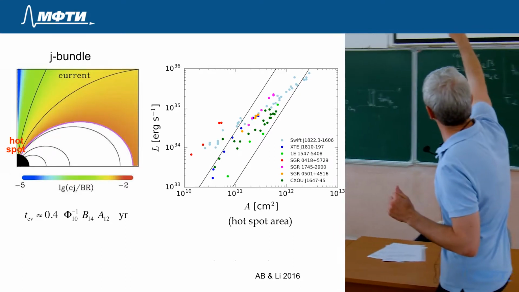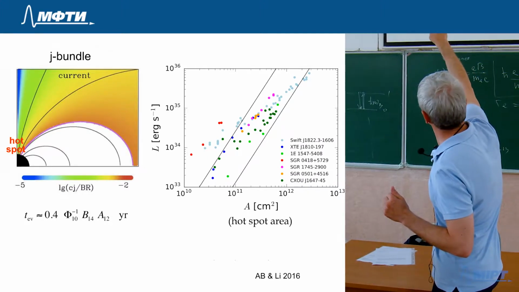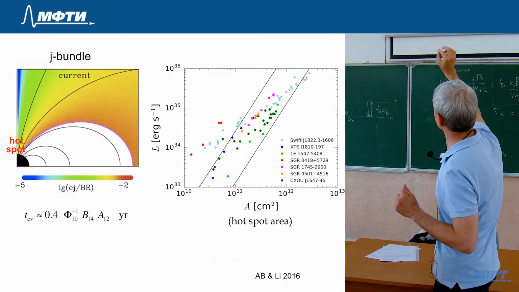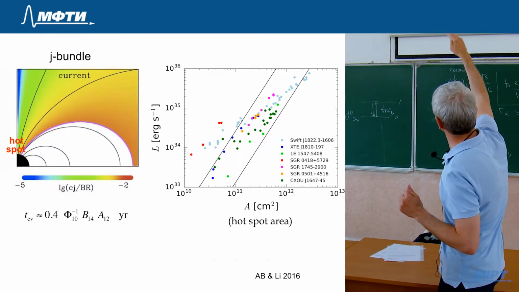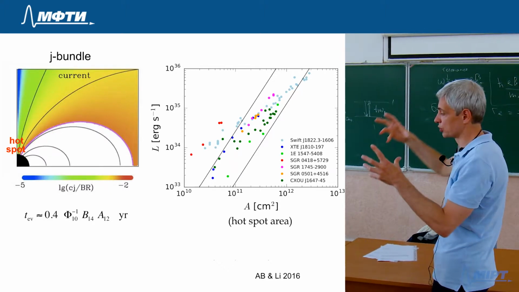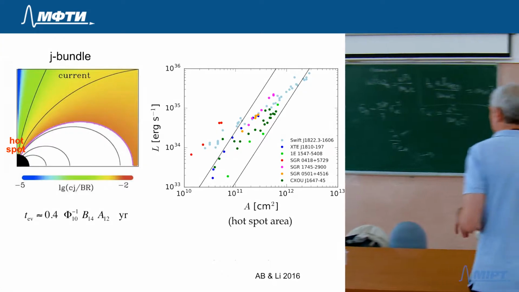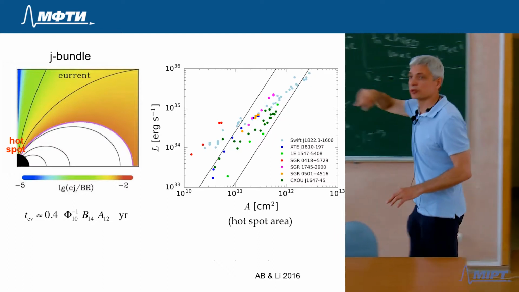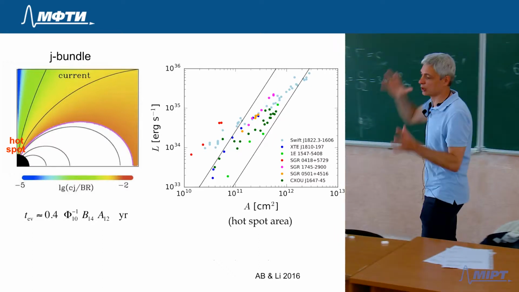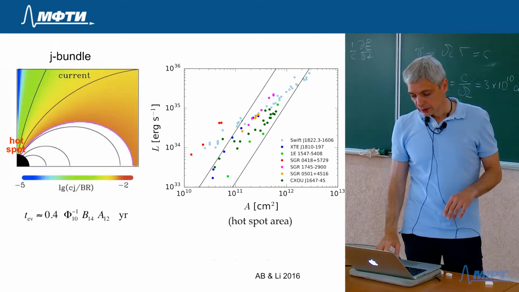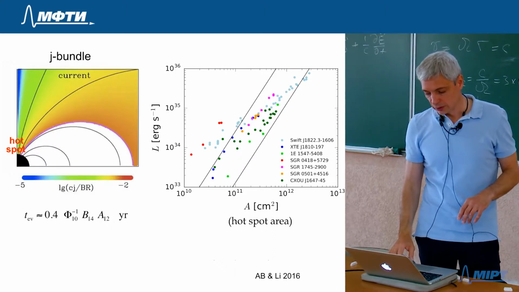You can see how the area, so the different blue circles are observations of the same object at different times. The observation started at the upper end of this sequence, and you can see how the object evolves towards smaller and smaller areas and smaller luminosity. So the spot is shrinking and becomes dimmer. And the two lines are roughly the expectation from this theory. Still idealized, keeping the voltage fixed, but in reasonable agreement with the data. All right.